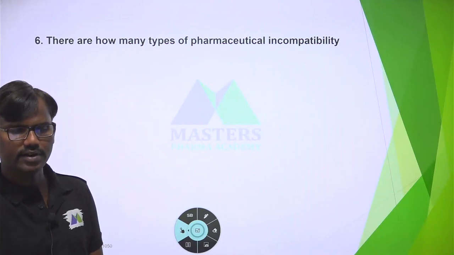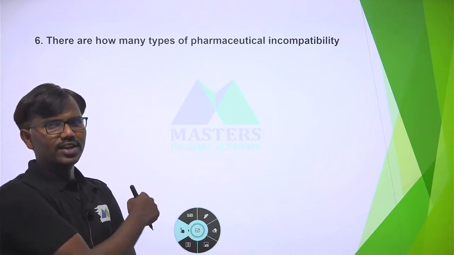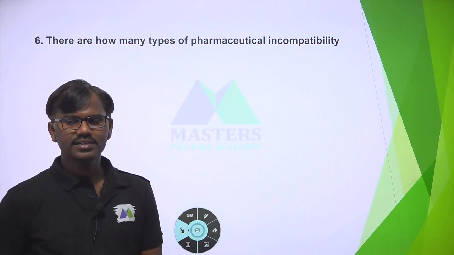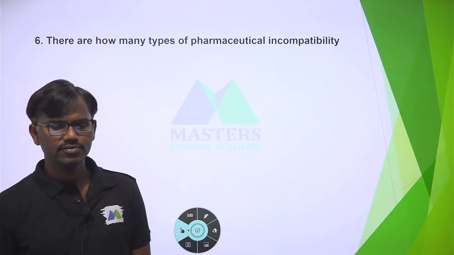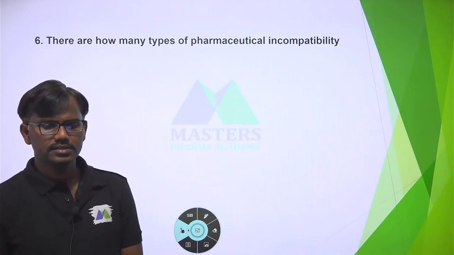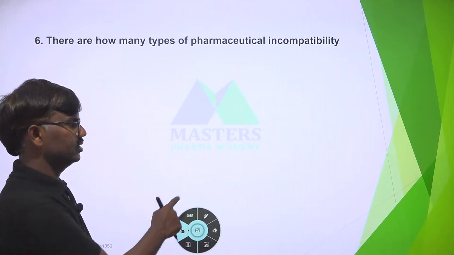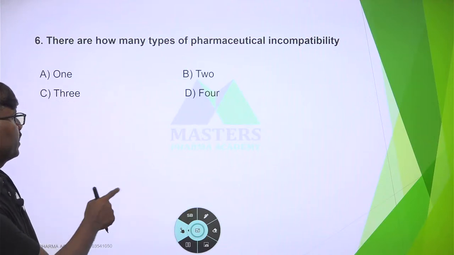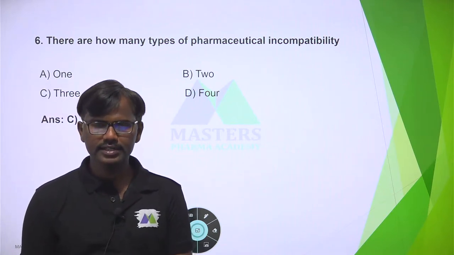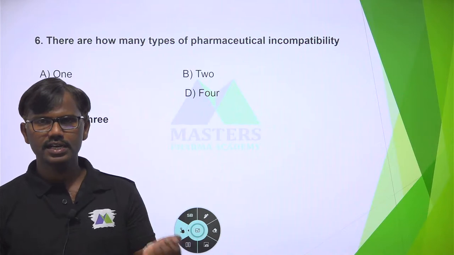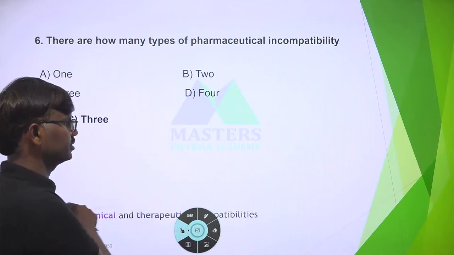How many types of pharmaceutical incompatibilities? Anyone answer? Okay, I will give you options, don't worry. 1, 2, 3, 4. Okay, good. There are three types of pharmaceutical incompatibilities: physical, chemical, and therapeutical. Three types of pharmaceutical incompatibilities, right?